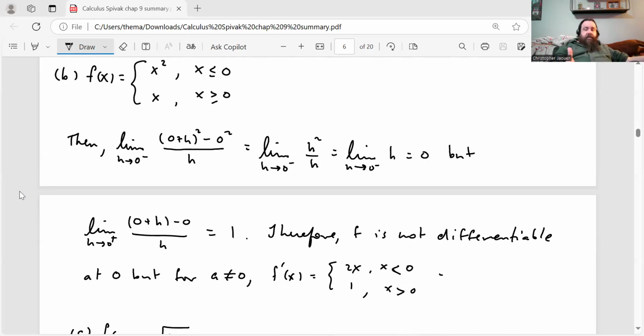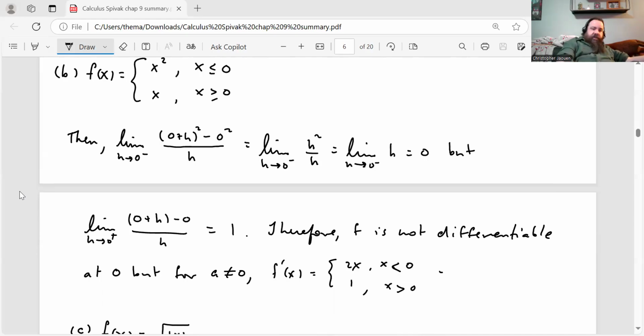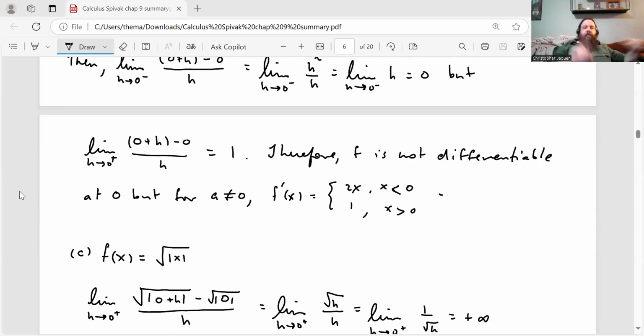But for a not zero, the derivative is easy to find because the pieces are simple. The first part is quadratic, but the second part is linear, and we've already taken the derivative of those, so we know what they look like. So f prime of x is 2x for x less than zero, and 1 for x greater than zero. Again, notice that it's not defined when x is equal to zero.